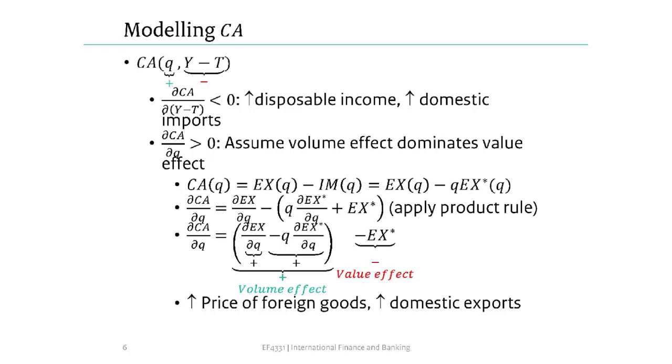Then we can just apply the product rule. You don't have to know calculus, but just know that if I apply the product rule, you get the following expression. How do you read this? It says that if I change Q by just a little bit, the change in the current account looks like the following: EX should change by something, minus Q times EX star should change by something, plus EX. This is after applying the so-called product rule in calculus.